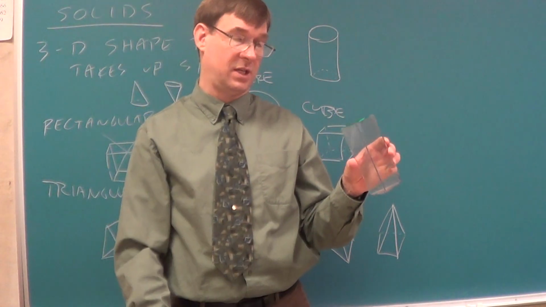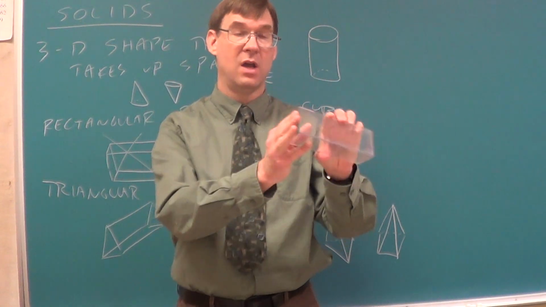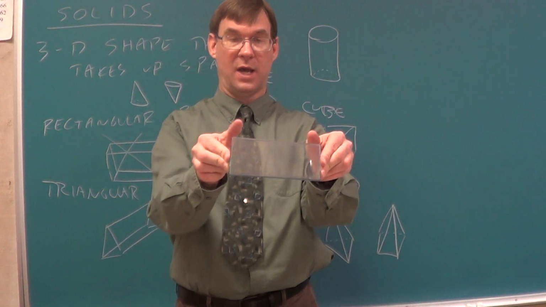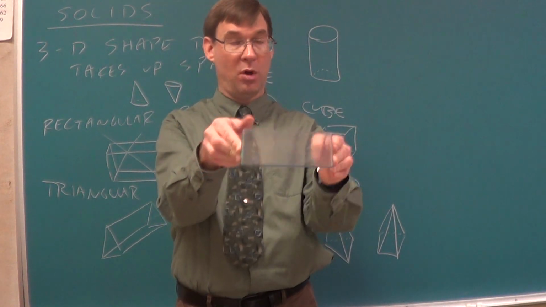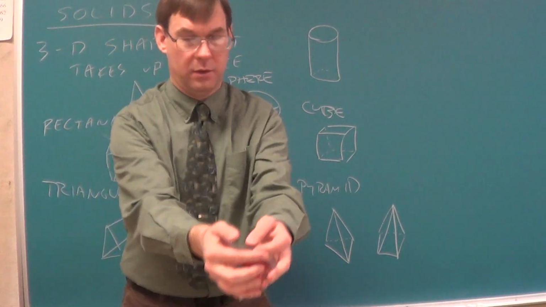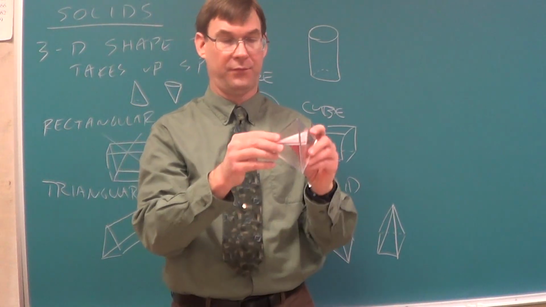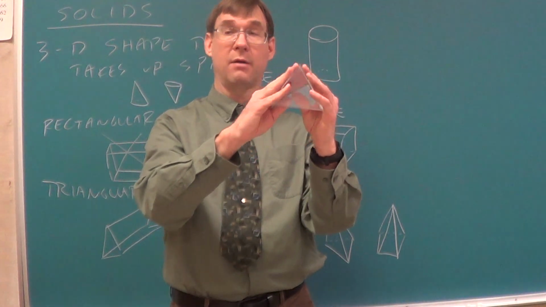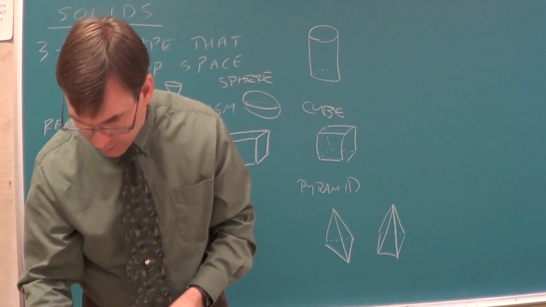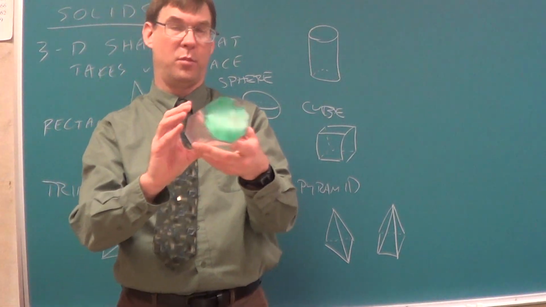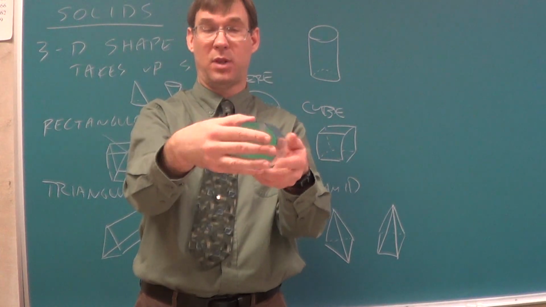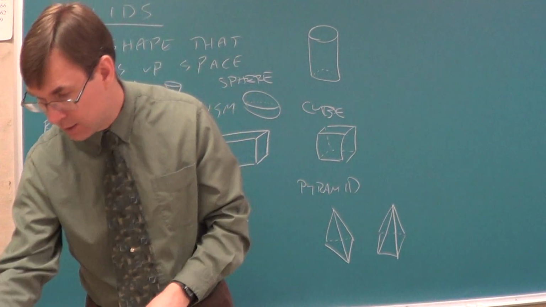Triangular prism, not 6 faces. 5. There's the right and left, the way I'm holding it now, and then there's a front, a back, and a bottom. There's 5 faces to that. How about this pyramid? 4. There's 3 around there, and the one on the bottom, there's 4. Let me grab my octagon prism. 10. There's 8 for the octagon around the sides, plus front, back, 10.